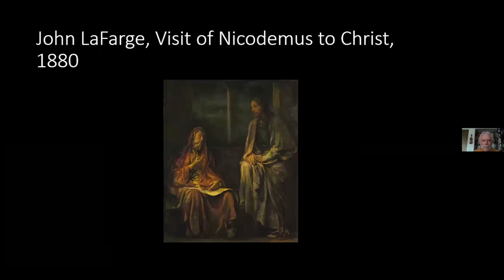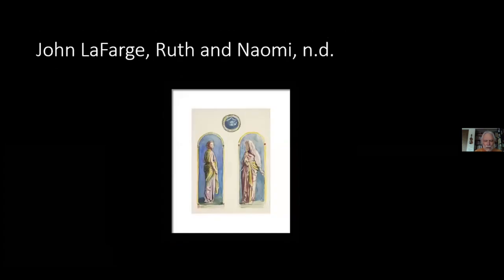John La Farge is known for his stained glass windows in some of the great buildings, particularly Trinity in Boston. But he also did these large-scale religious paintings, which show a great sophistication and maturity of modeling light and dark, and show his high level of training and academic excellence. He also did things like these little tablets, one of the biblical Ruth and Naomi, who are, of course, from the book of Ruth in the Jewish Bible.